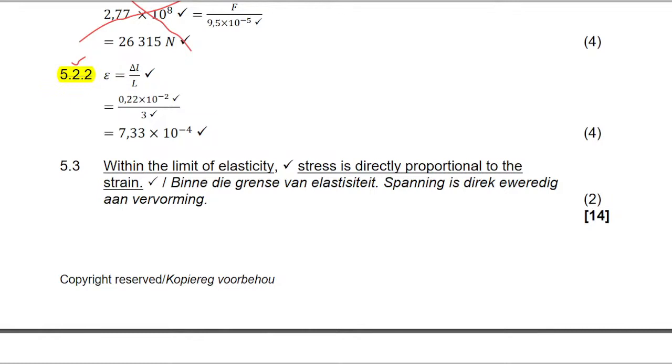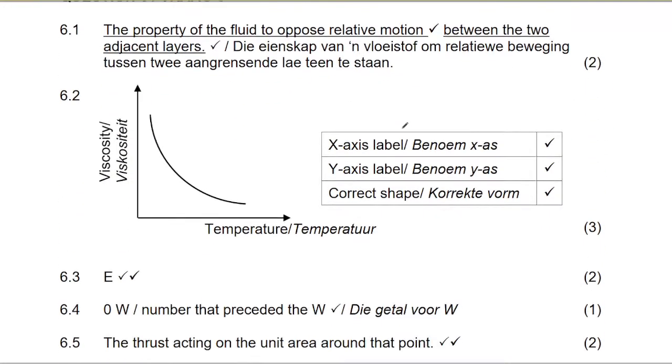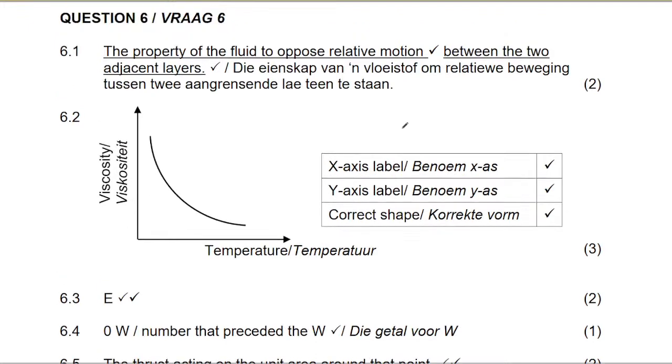Question 6, the picture below indicates the relationship between the viscosity of car oils and the temperature. So what is important about this question? The learner has to understand and interpret the number that comes before the W and the number that comes after the W. The number before the W is the viscosity of a substance at a lower temperature, and the number after the W is the viscosity at a high temperature.